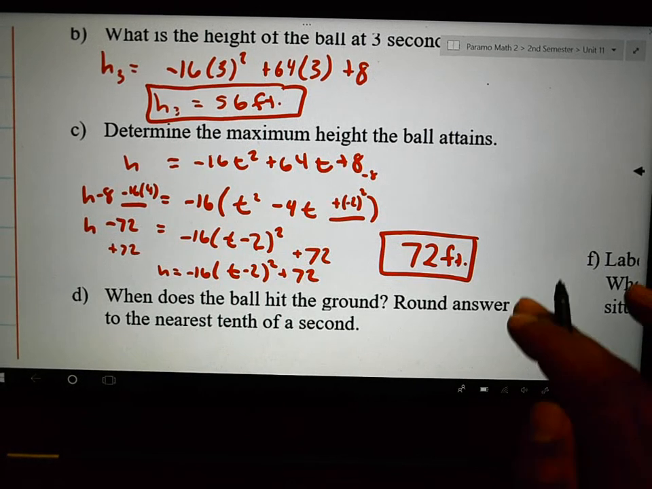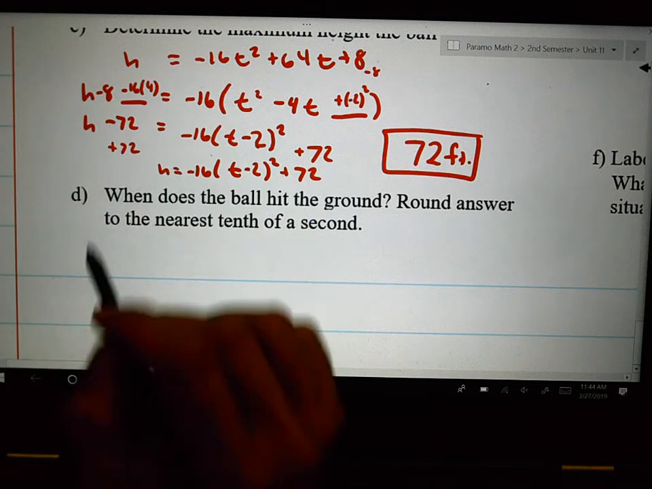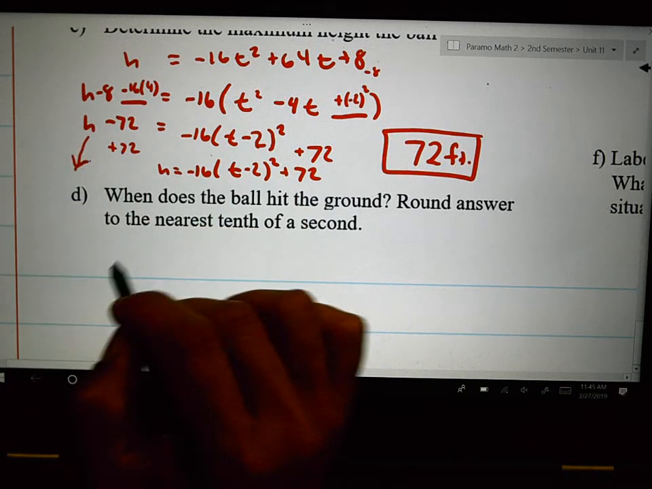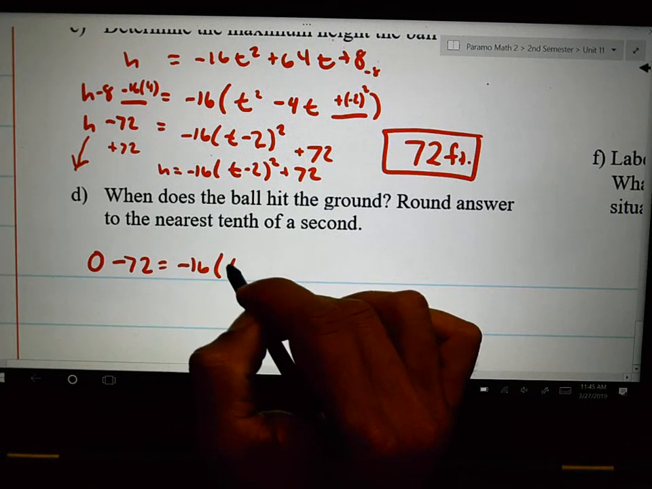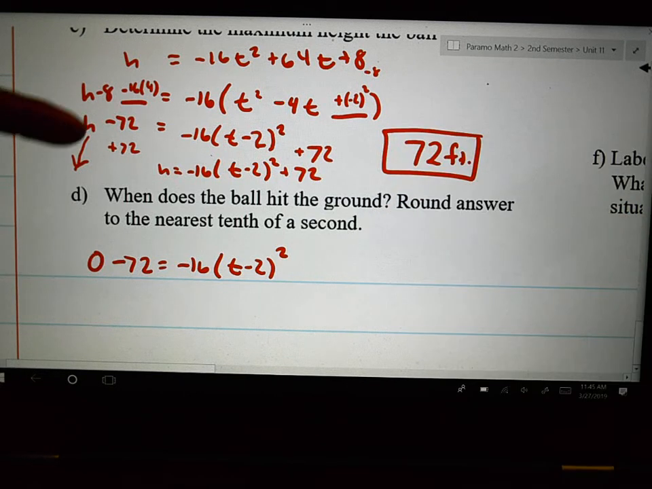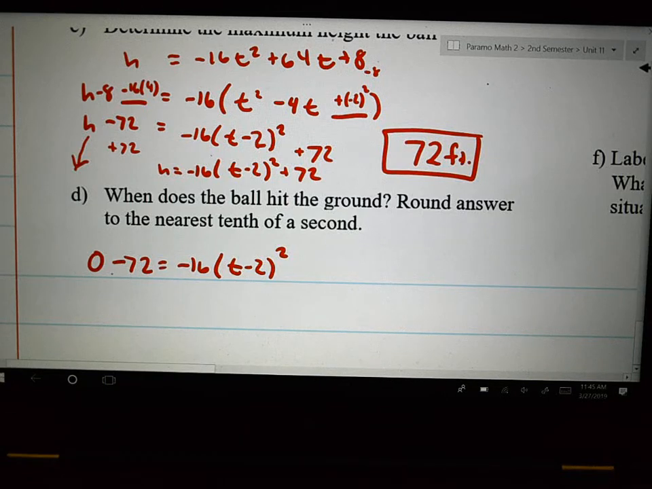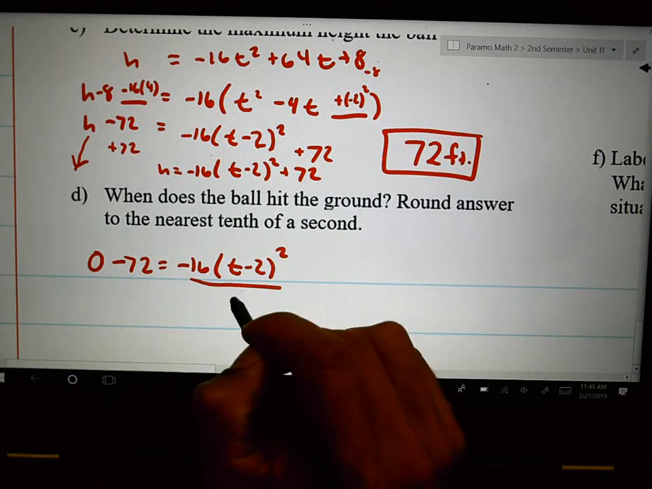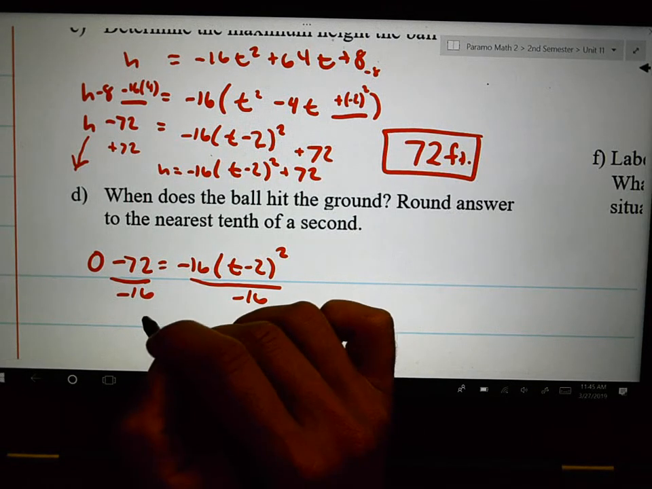Then what this actually says, when does the ball hit the ground? When is the height equal to 0? So if I were to take this equation here, and I put 0 minus 72 equals negative 16 times t minus 2 squared. If I were to take this piece, bring it down, and put a height of 0, and I want to find what time will it take to get that height? All I have to do is divide by negative 16. 72 divided by 16 is 9 over 2, or 4.5.